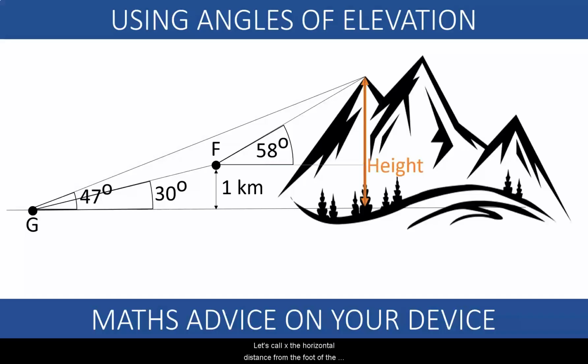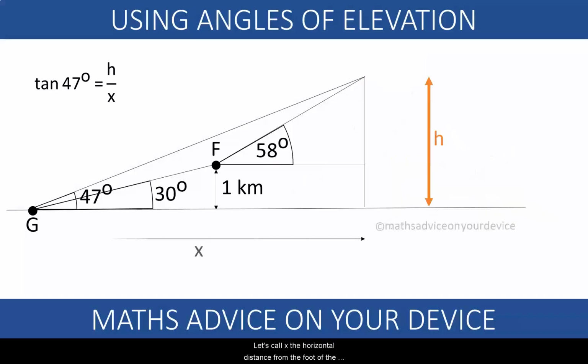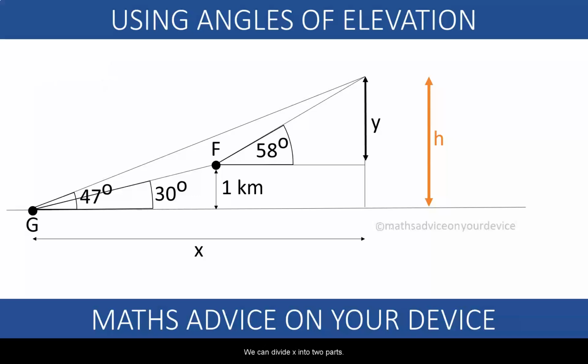Let's call x the horizontal distance from the foot of the summit to point G, where the gondola starts from. Let's call y the vertical distance from F to the summit. We want to figure out the height, which is y plus 1. We can divide x into two parts.